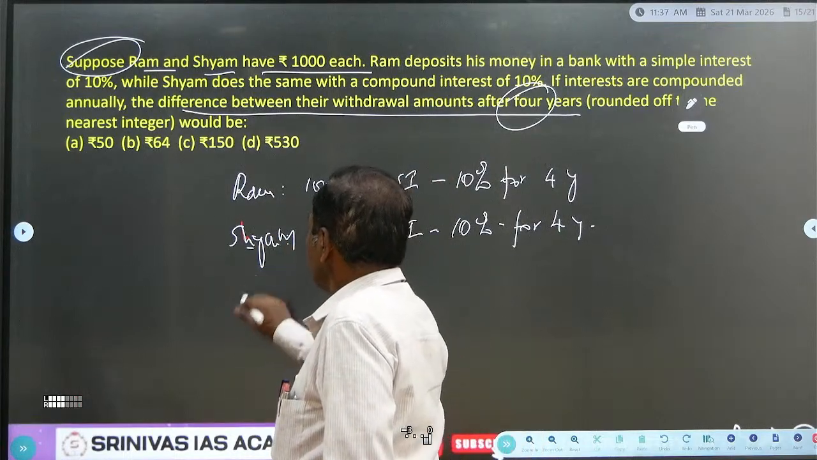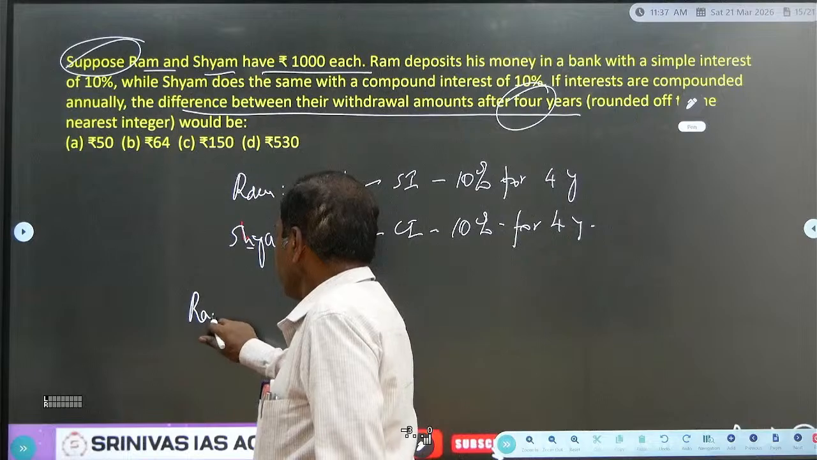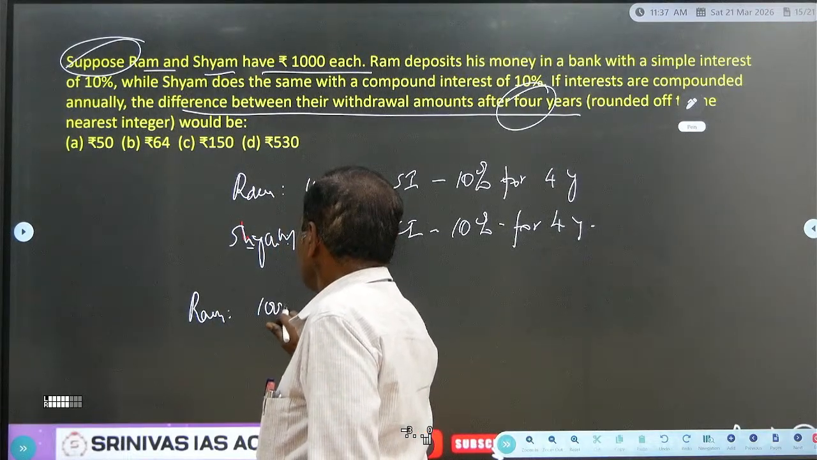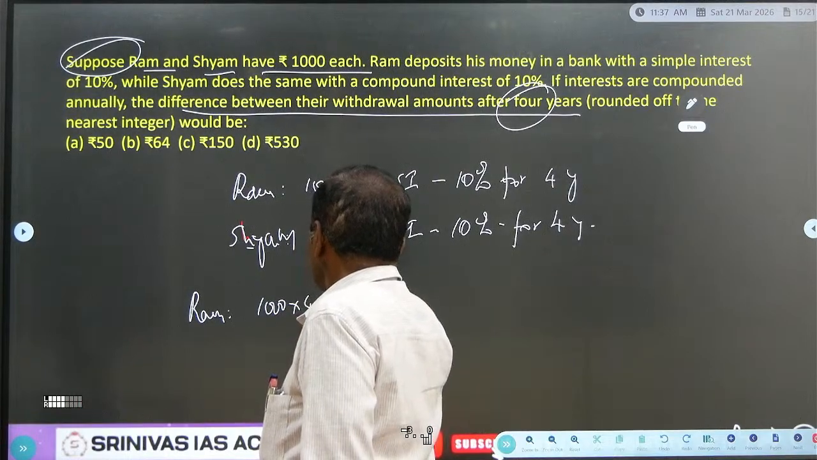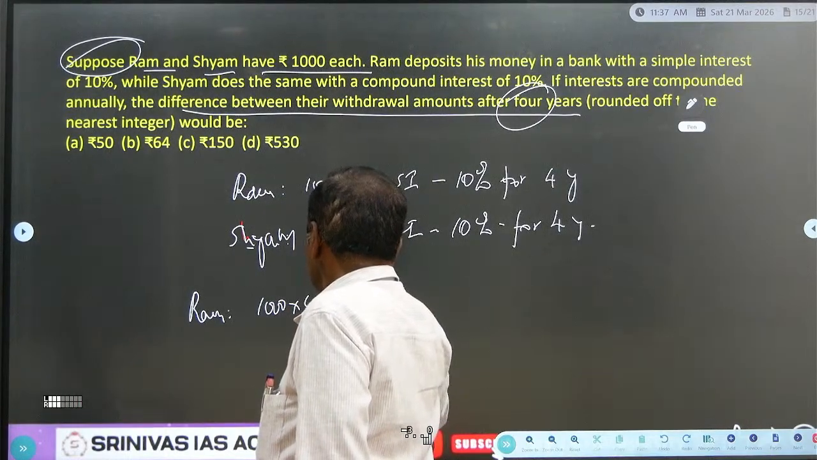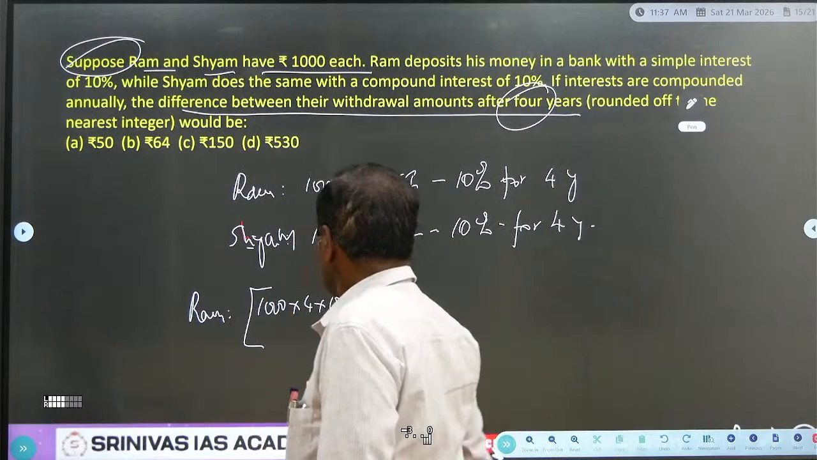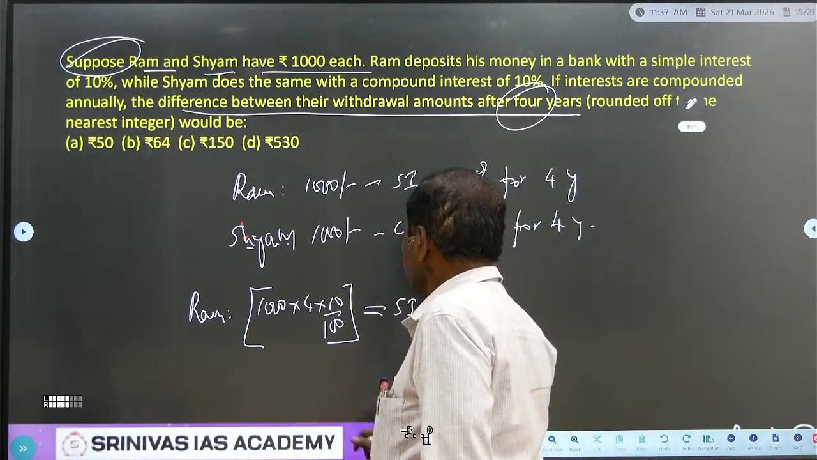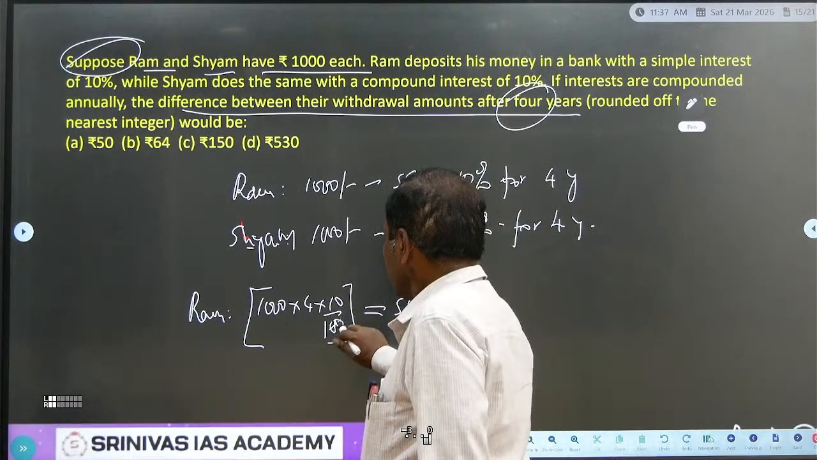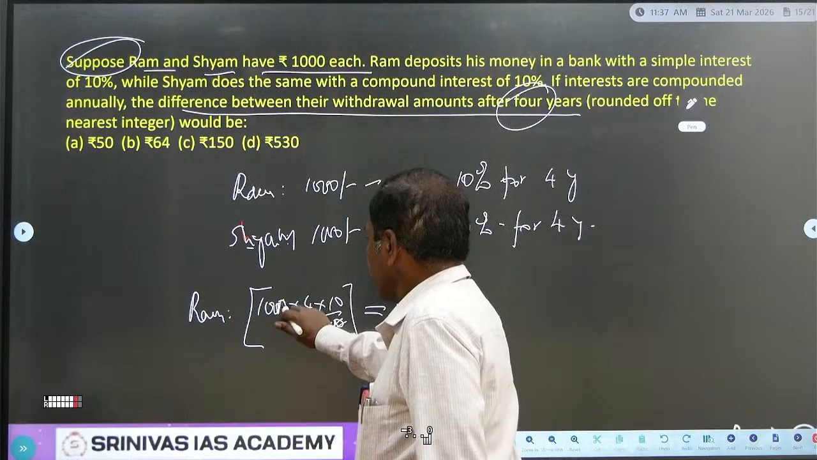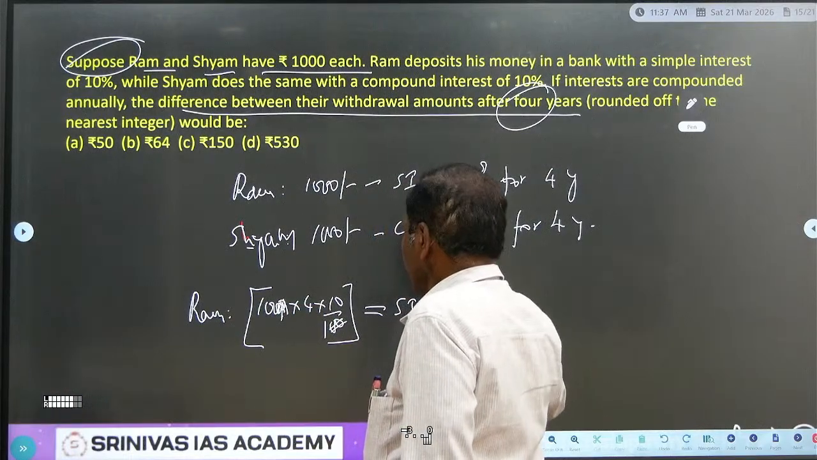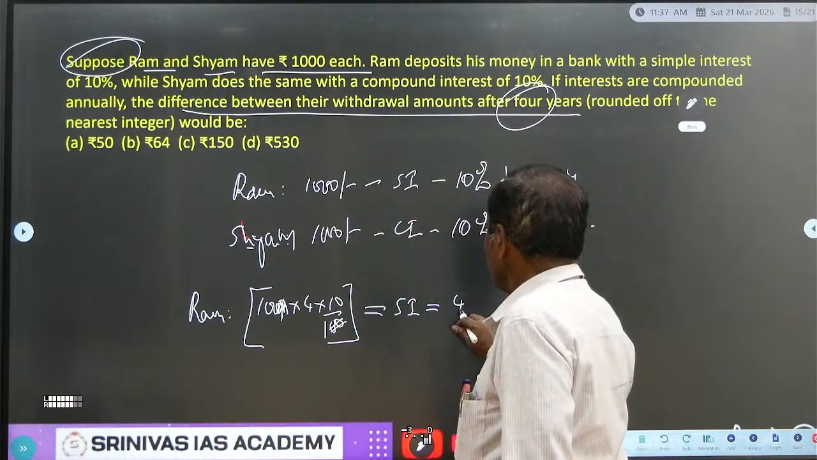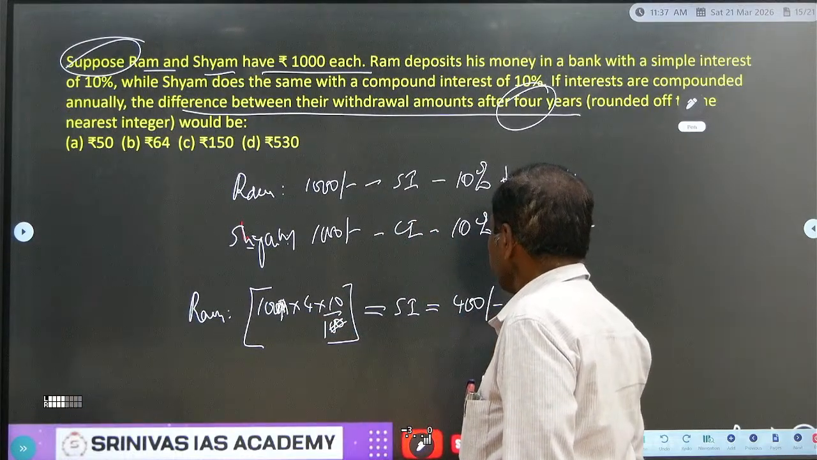First, Ram: PTR by 100. Ram's earning is PTR by 100. P is 1,000, time is 4, rate of interest is 10%. Right. Now what does the simple interest become? 2 zeros get cancelled. That is 4. 4 into 1 is 4, and 2 zeros. He earns 400 rupees.